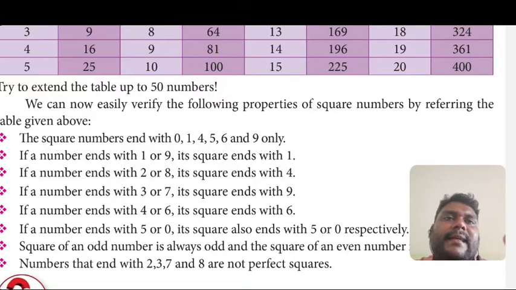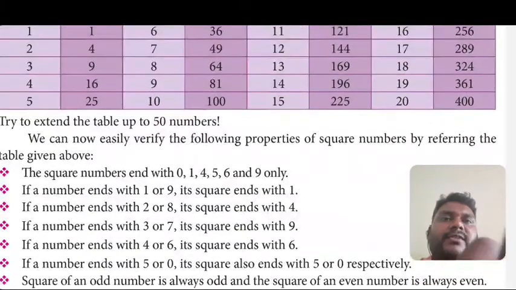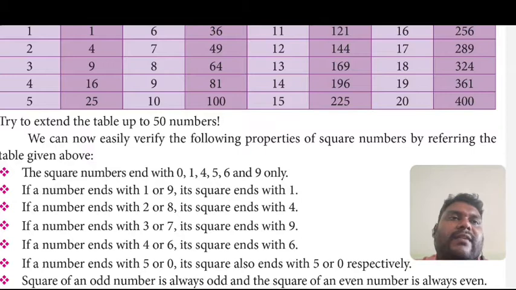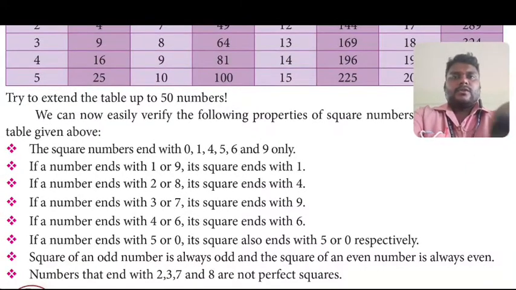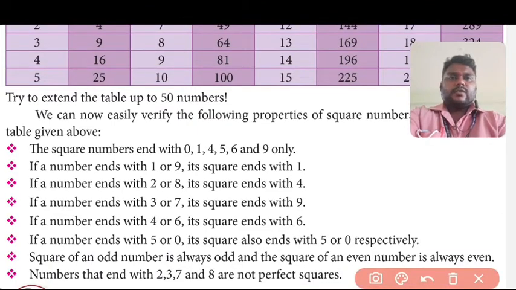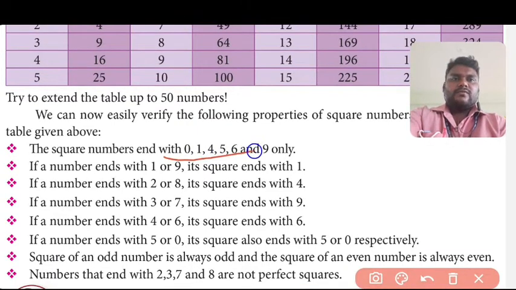Like 10, the first number is 0, so the square of the number ends with 0. 5 square is 25, so it ends with 5, and 15 square is 225, ends with 5. Okay, so all square numbers end with 0, 1, 4, 5, 6, 9.